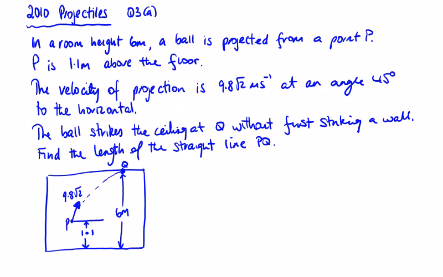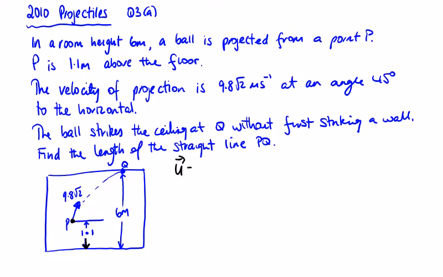2010 Projectiles question 3A. In a room, height 6 meters, a ball is projected from a point P, and P is 1.1 meters above the floor, and you can see that in the diagram here. The velocity of projection is 9.8 root 2 meters per second at an angle 45 to the horizontal.